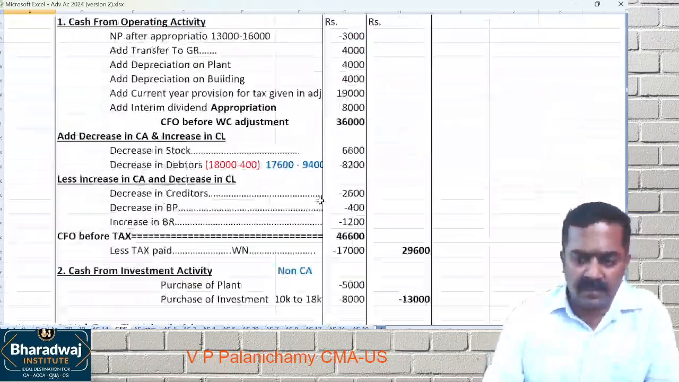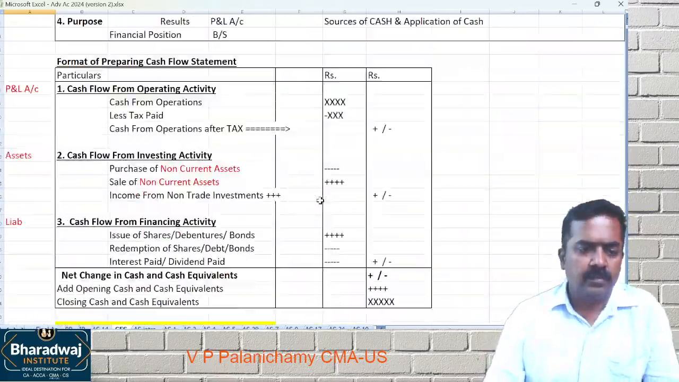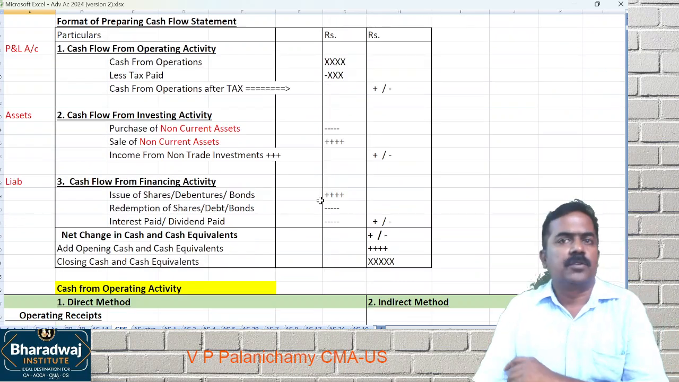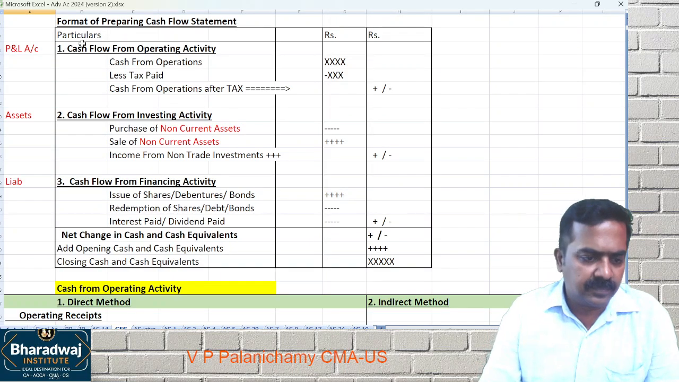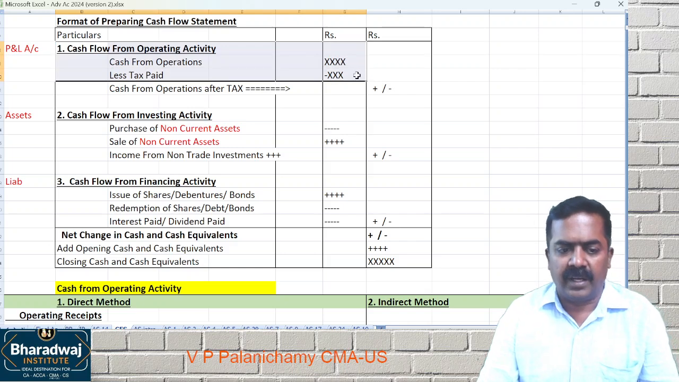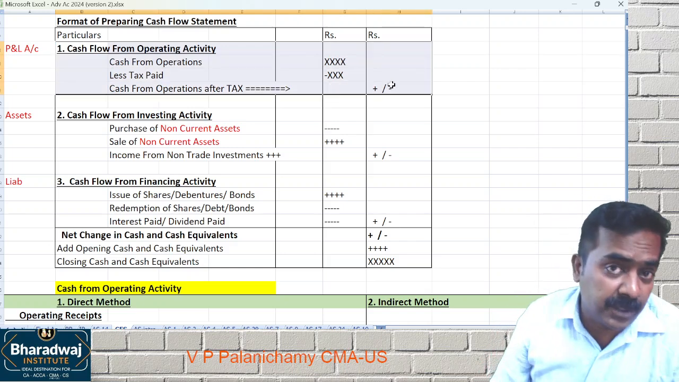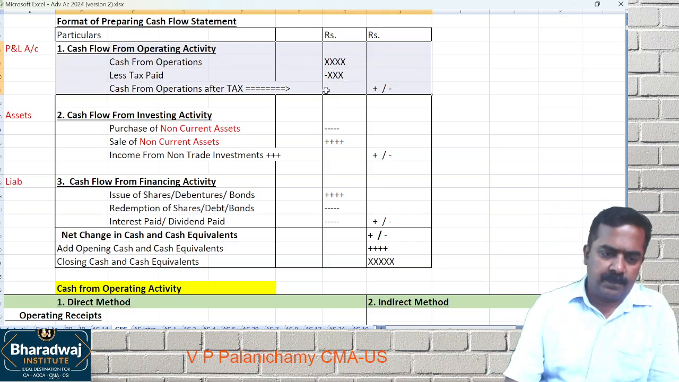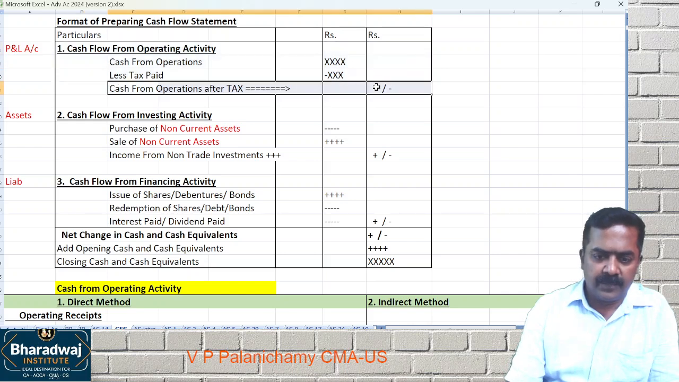We'll begin with revising cash flow statement. Before we start, a small recap. We take cash from operation minus tax paid. Cash from operation minus what? Tax paid. We get net CFO.